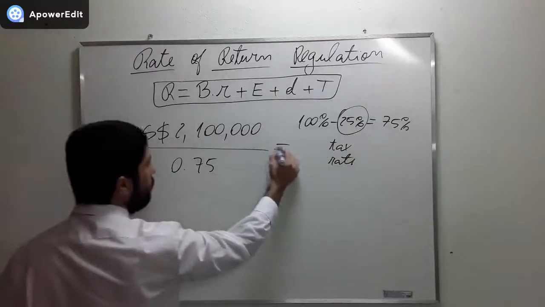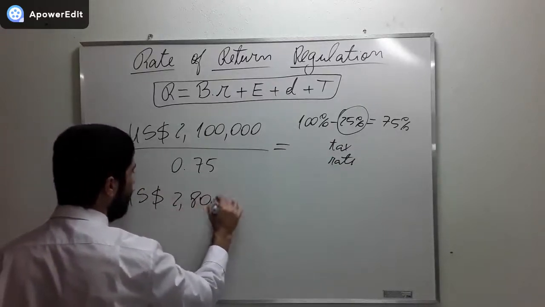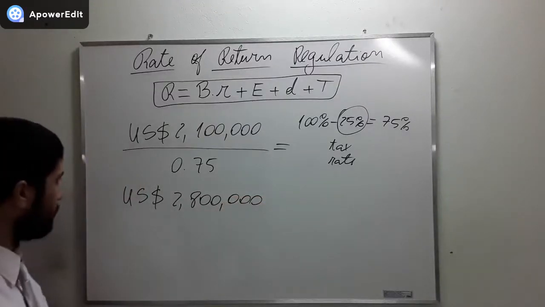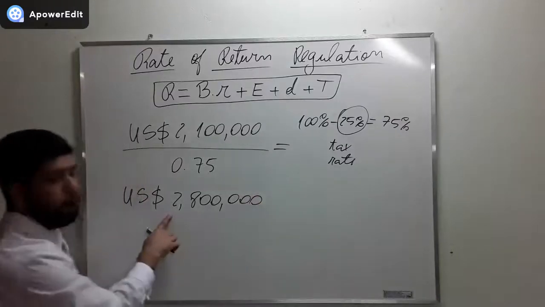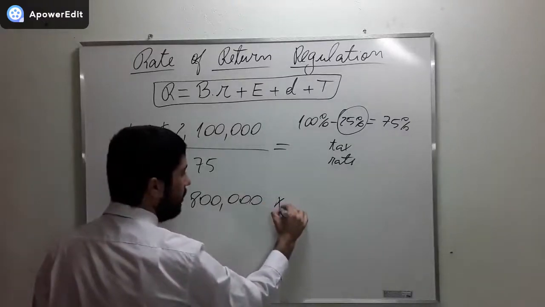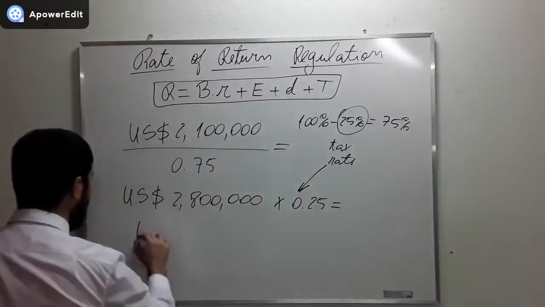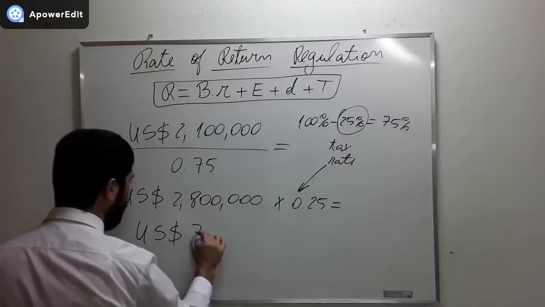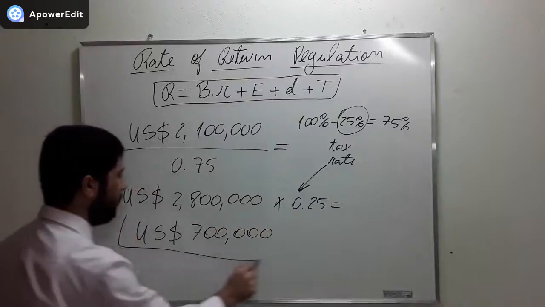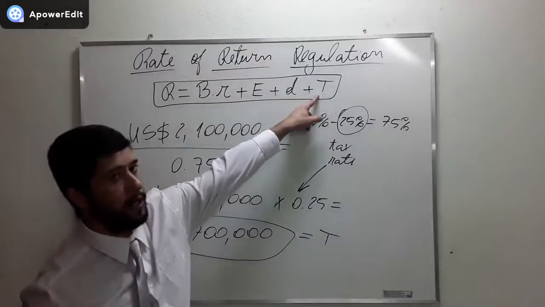If we divide this, what we get is 2,800,000 American dollars. And if this is the pre-tax profit, if we apply the tax rate here, we get the income tax, which is 700,000 American dollars. And this is T, the T of this expression here.